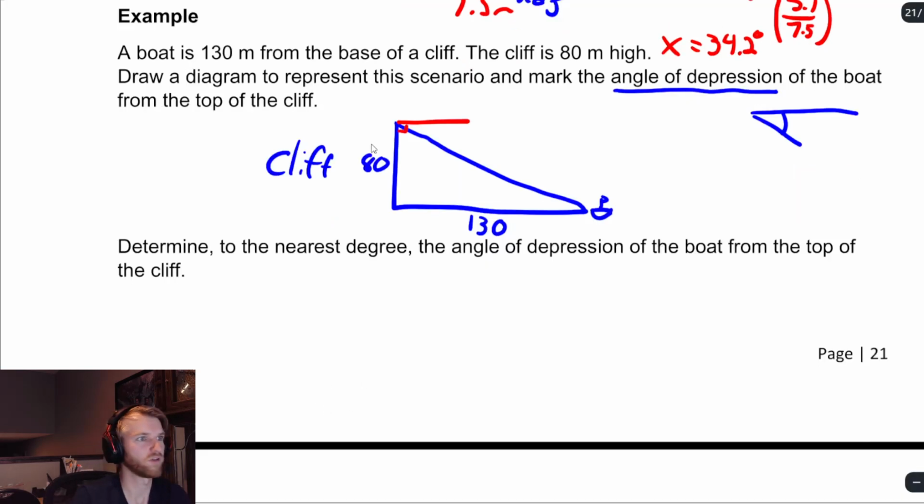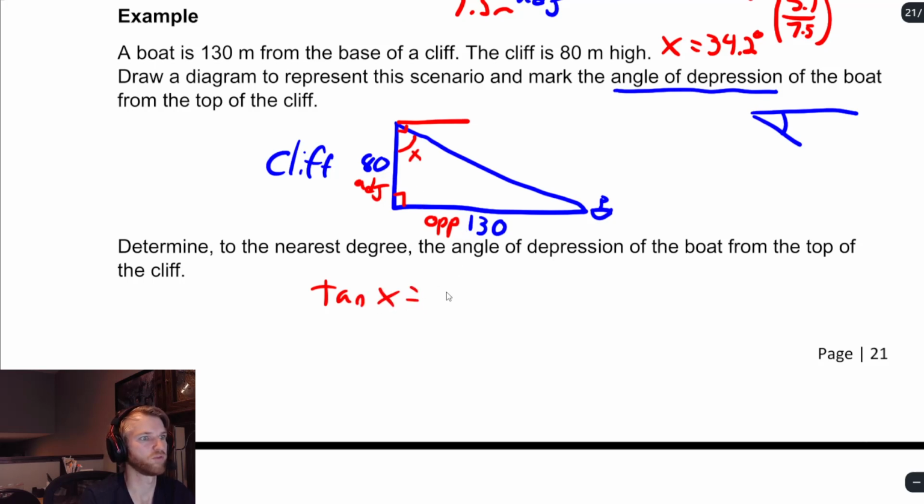All right, so for the sake of it, I'm just going to start this question, and then we'll skip ahead. So I'm going to figure out this angle here, and then I'll figure out what the angle of depression is after. So this angle, here's my opposite side, here's my right angle, so there's opposite, this is adjacent. So I'm going to use tangent because it uses opposite and adjacent. So I'd set up my tan ratio, and I'm going to call that angle x. Let's say tan of angle x is opposite over adjacent, 130 over 80.